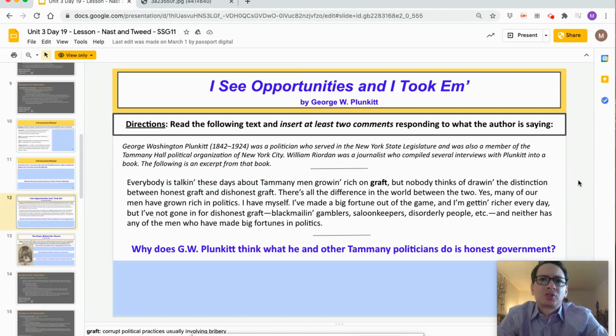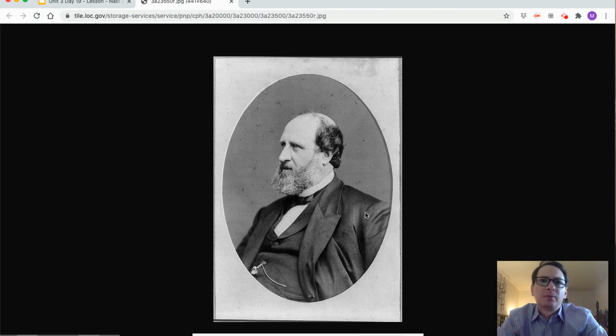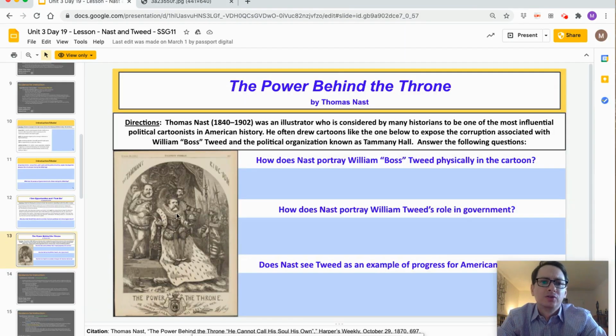Before working on some Thomas Nast cartoons independently, the students will examine one as a model, and it also has 3 guiding questions over here on the right. After reading the title and the context and the citation information with the class, I would then show this image of Boss Tweed from the Library of Congress. And I would instruct the students to really study his face. Then I would go back to the cartoon and ask the students to identify that individual here, and then reread the title.